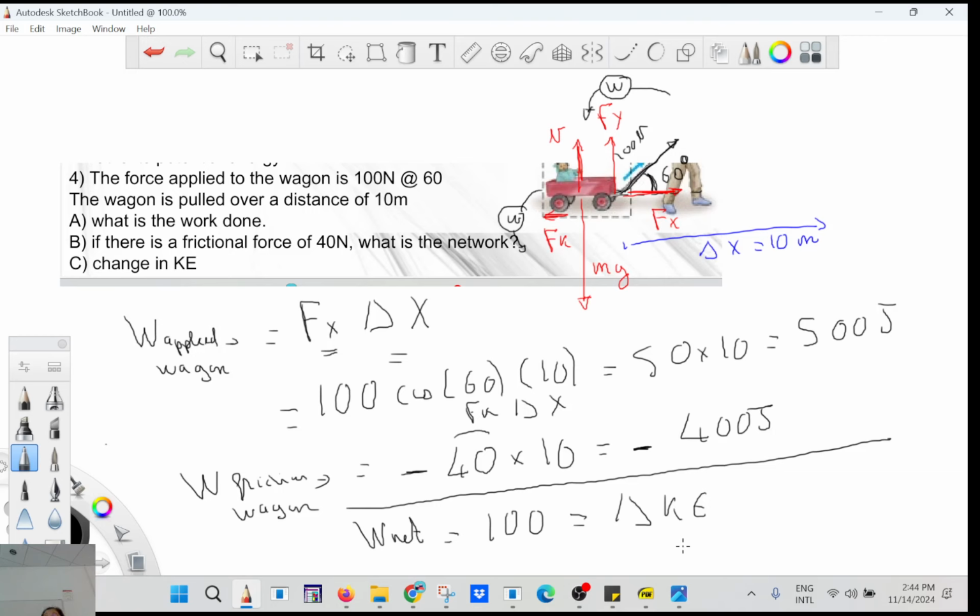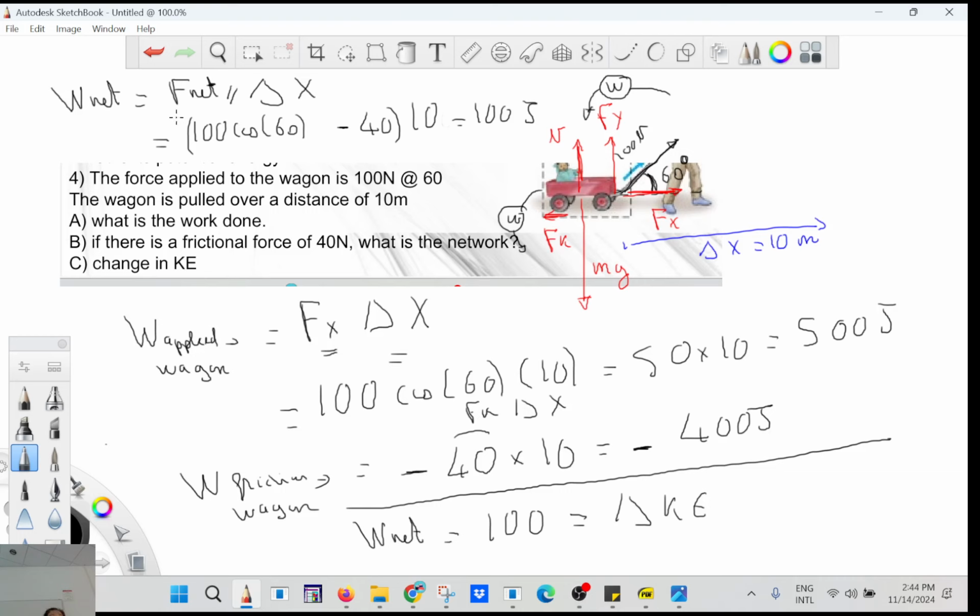Do you all agree? Or a different way to do it, you can say the net work equals the net force parallel to the displacement times the displacement. And what's going to be the net force? It will be 100 cosine 60 minus 40, times 10. And if you do that, you will find 50 minus 40 is 10, so you will still get 100 joules. So it's a different way to do it.